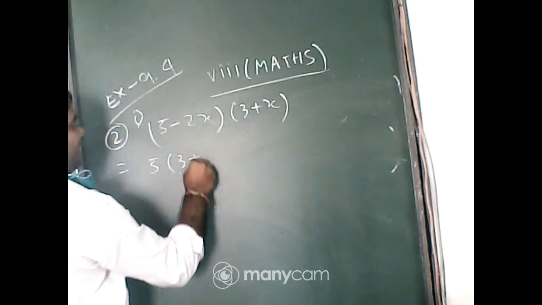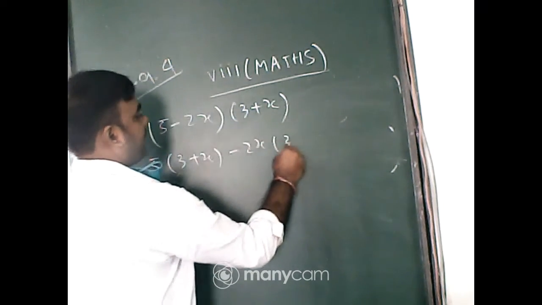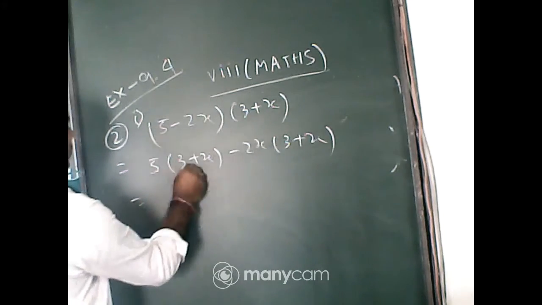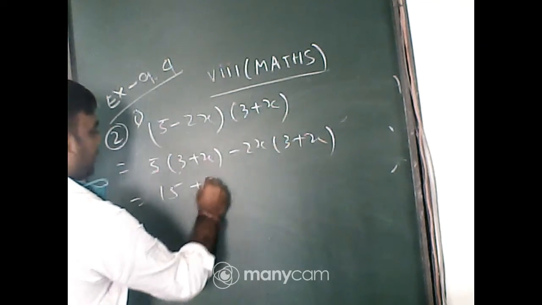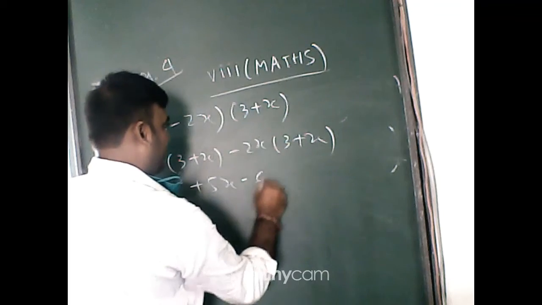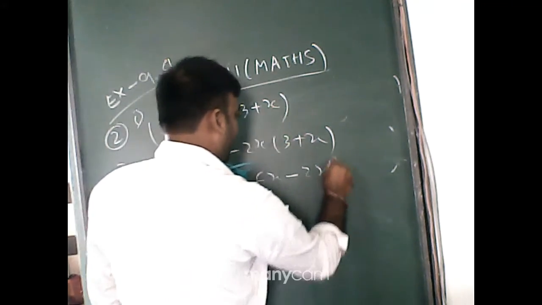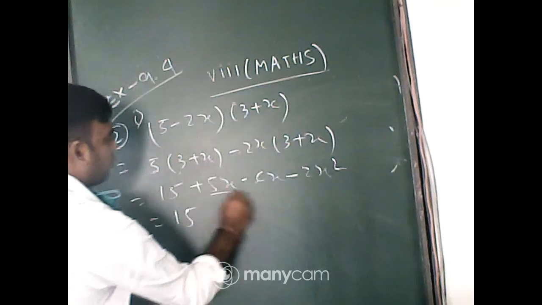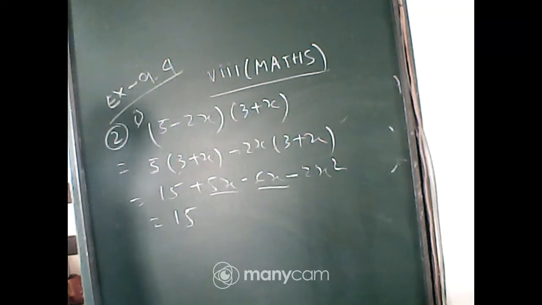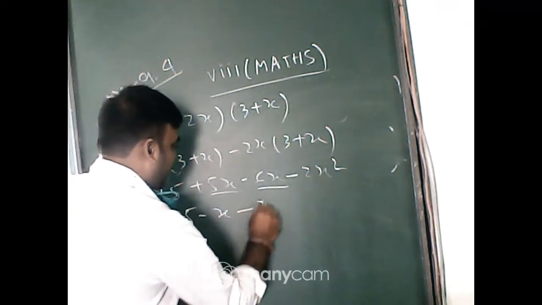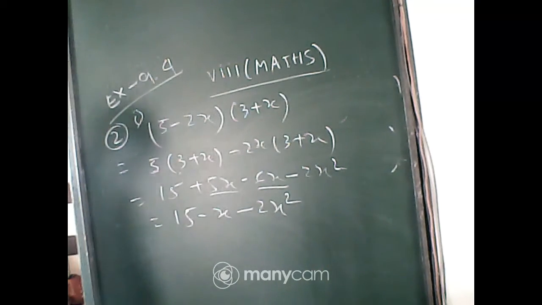5 into 3 plus x minus 2x into 3 plus x. Okay. So 5 3 15, 5 into x 5x, minus 2 into 3 minus 6x, minus 2 into minus x, that is minus 2x square. So 15, these two are like terms, 5x and 6x, plus 5 minus 6. What will be the answer? That is minus x. Minus x minus 2x square. Got it, everyone? Yes, very good, Sneha. So 15 minus x minus 2x square is the answer of part 1, question number 2.